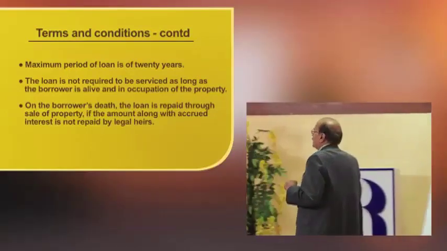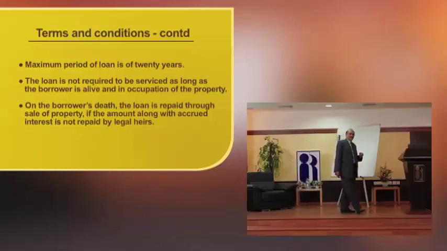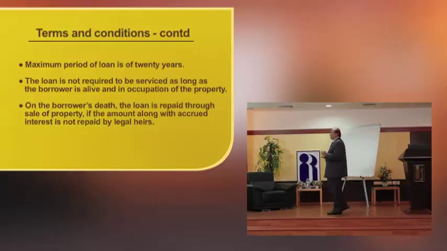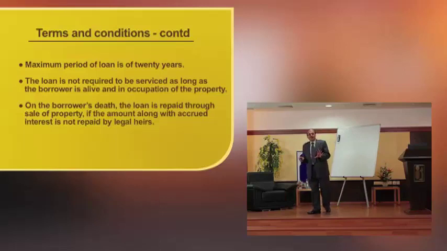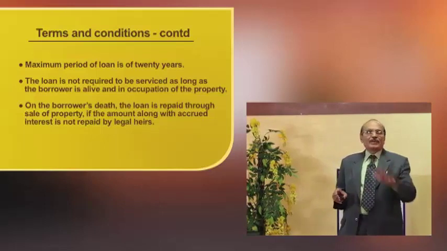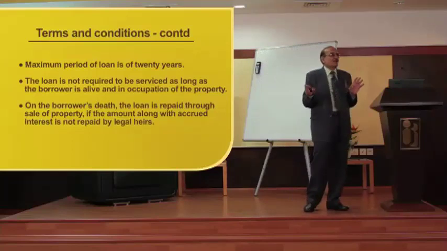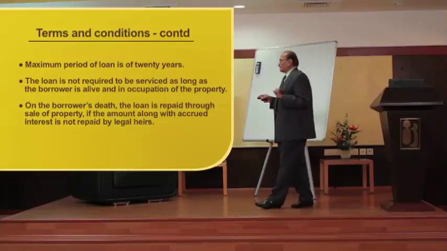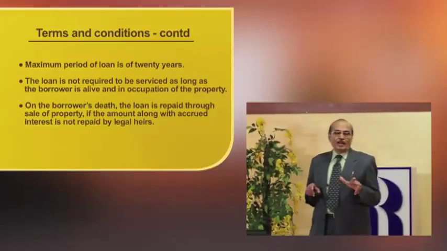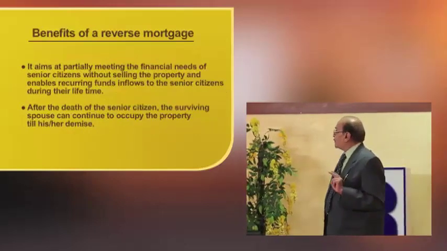Now, the loan is sanctioned for a maximum period of 20 years. The loan is not required to be serviced as long as the borrower is alive and in occupation of the property. So a person above 60 years can live there for a period of up to, say, 20 years, and if he is surviving, he need not service the loan amount. On the borrower's death, the loan is repaid through the sale of the property if the amount along with accrued interest is not repaid by the legal heirs to the property.